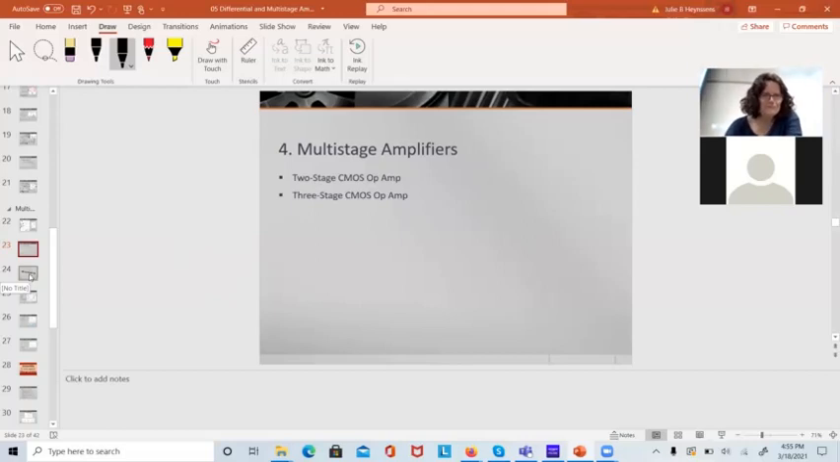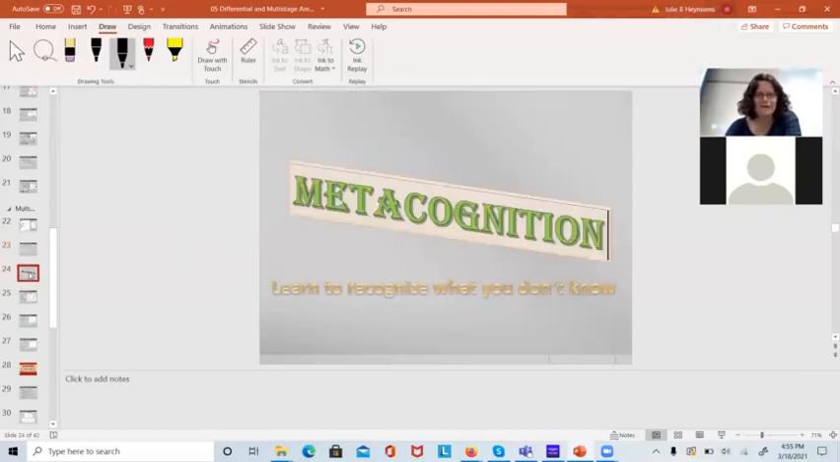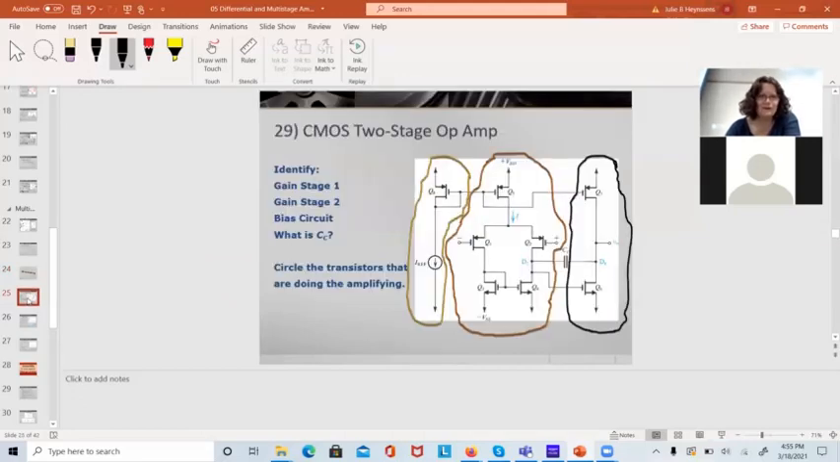Okay. Going to look at multi-stage amplifiers again. Learn to recognize what you don't know. I realize every time I go through this that there's more subtle stuff I can learn. It's surprising how much you can learn. I was a designer for a long time without understanding a lot of the theory.